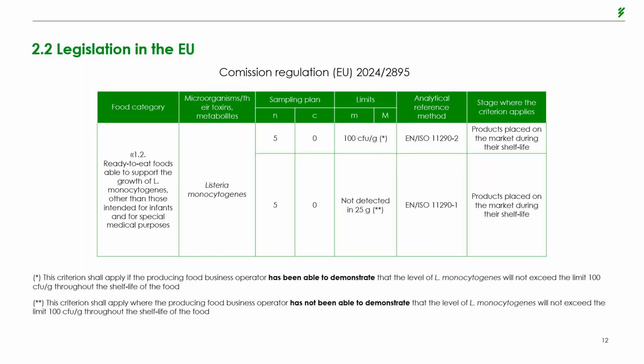In the event that this condition cannot be demonstrated, the limit will be the absence of Listeria mono in 25 grams, but this criteria will apply throughout the shelf life of the product as well. In both cases, of course, the reference method is by culture media, ISO standard 11290.